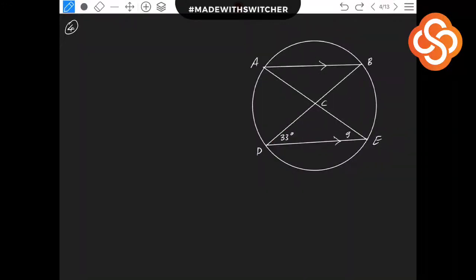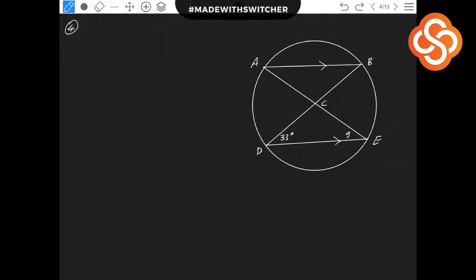Okay. Now on this question here, we are given this diagram. They didn't say anything about the center of the circle, but they did tell us that AB is parallel to DE. This is very crucial information, and we're going to have to use it. Because we are given parallel lines, we can say that angle BDE is equal to angle ABD because of alternate angles.